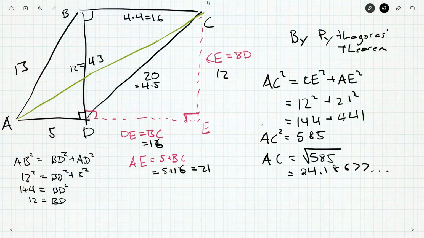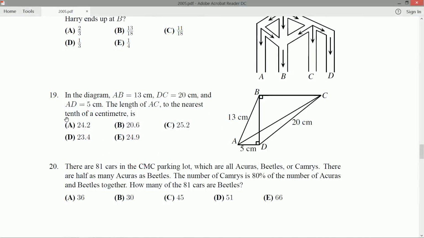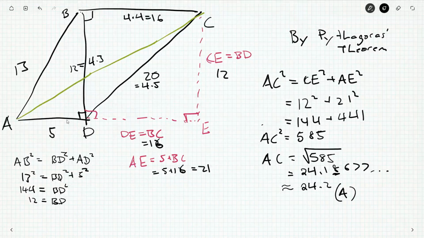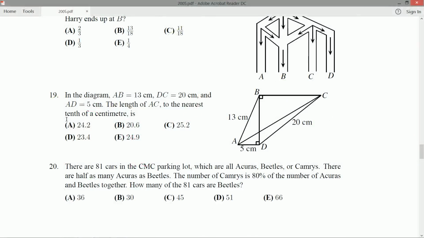So we want to round to the nearest tenth. This 8 means we round up, 24.2, and that should be one of our answers. It's the very first one, so it's A. So A is going to be our answer. And that does it for question 19.